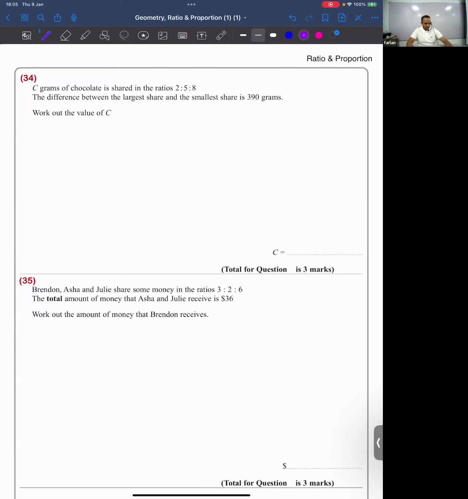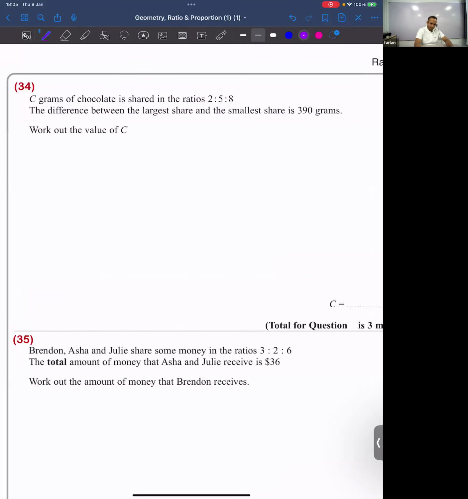C grams of chocolate is shared in the ratio 2:5:8. The difference between the largest share and the smallest share is 390 grams. Work out the value of C. Now, the largest is 8 and the smallest is 2. So the difference is how many portions? 6 portions. So 6 portions is equal to 390 grams.